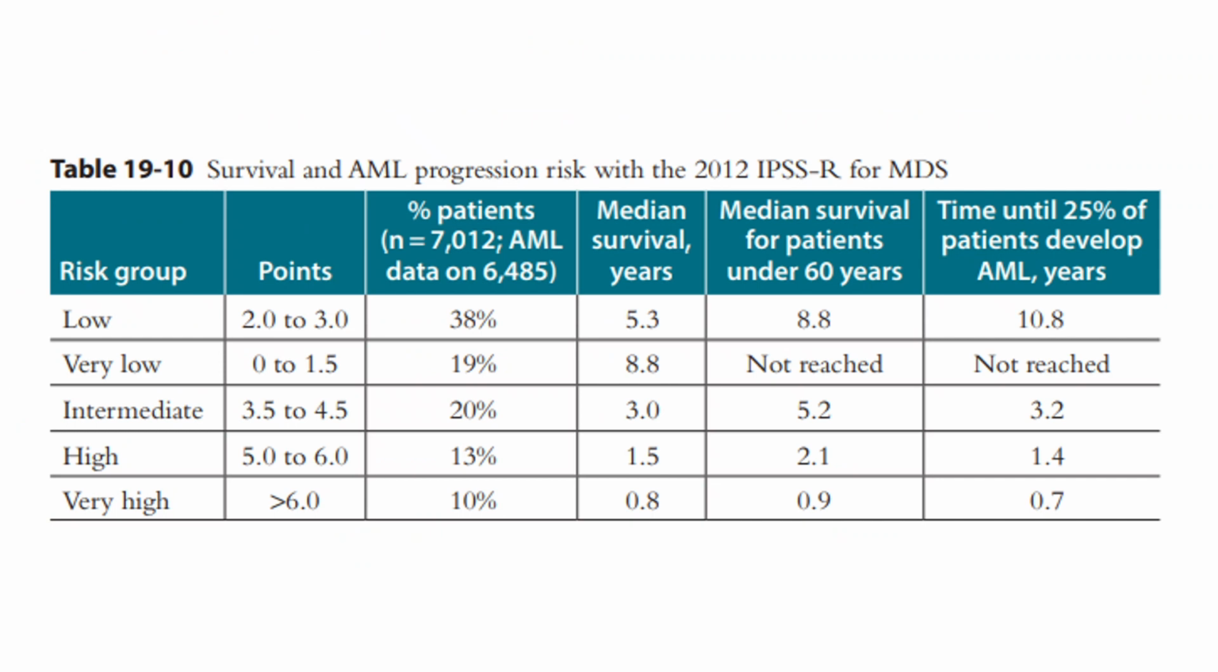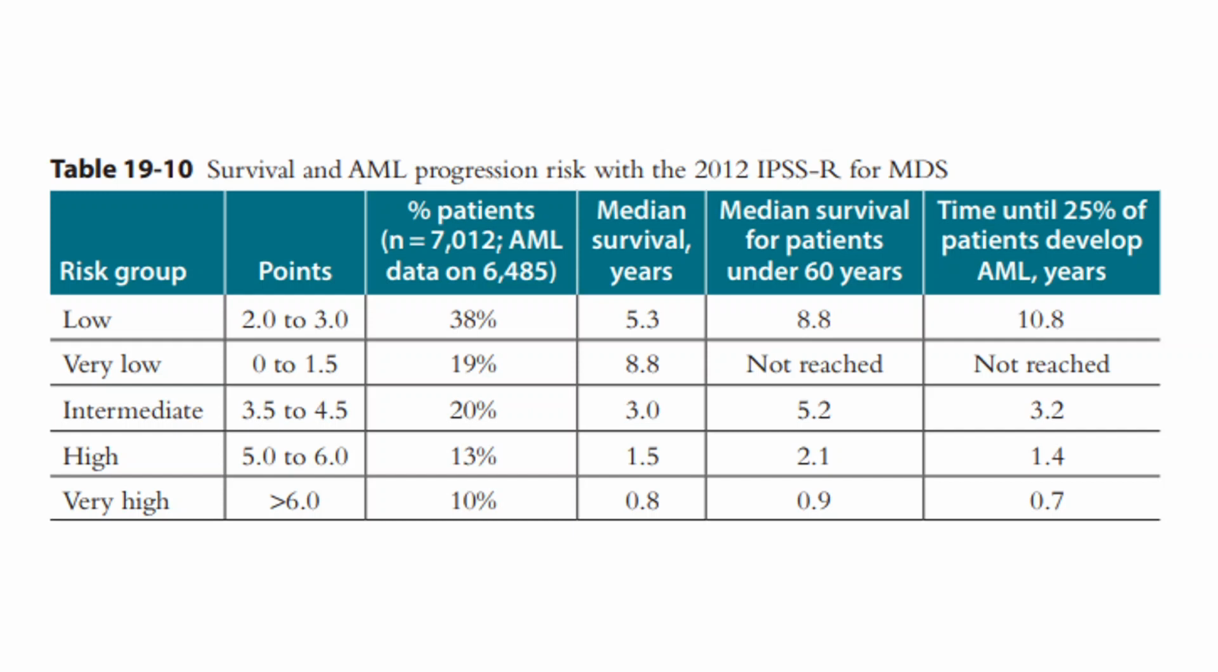And once you calculate the total score, then you will be able to find out which risk group the patient belongs to. Okay, so patients can be divided into very low risk group, low risk group, intermediate risk group, high risk group, or very high risk group. Based on this risk stratification, the management will vary and also the prognosis.